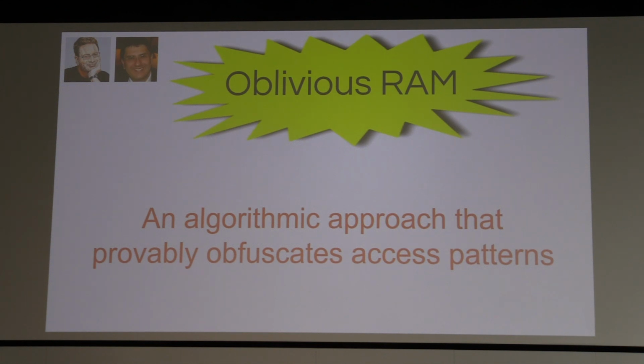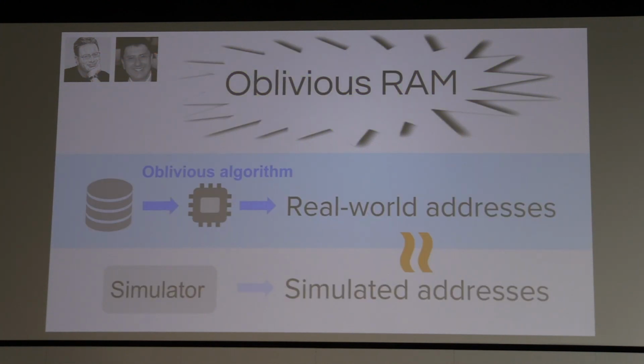Well, about 2.5 decades ago, two great researchers, Goldreich and Ostrovsky, proposed this amazing primitive called oblivious RAM, or ORAM for short. Now, what's ORAM? ORAM is an algorithmic approach that provably obfuscates memory access patterns. And the kind of security that ORAM aims to achieve is the following. An algorithm is said to be oblivious if, roughly speaking, its access patterns are indistinguishable from those generated by a simulator who does not know the input database.